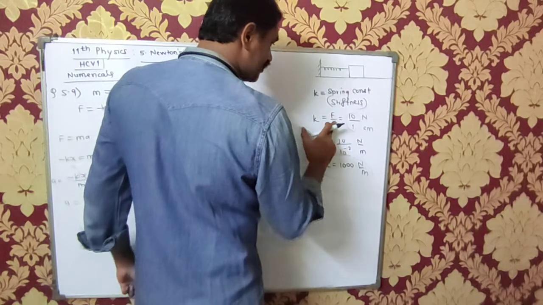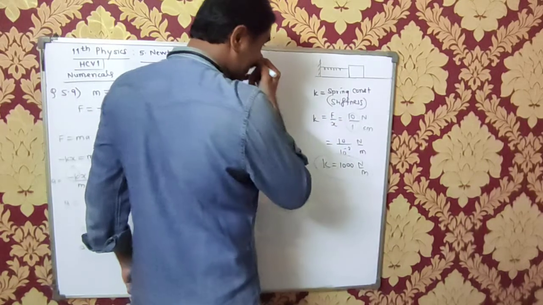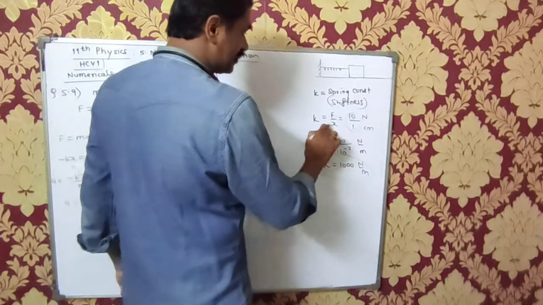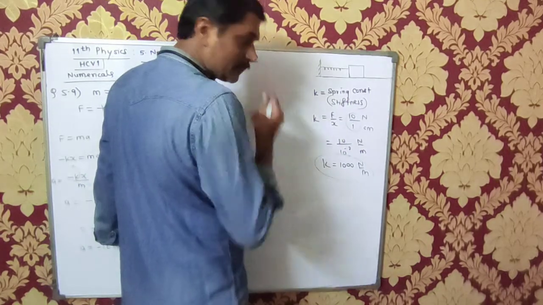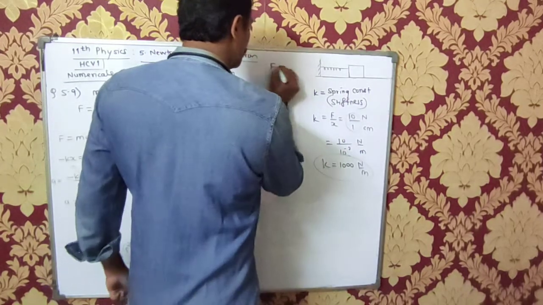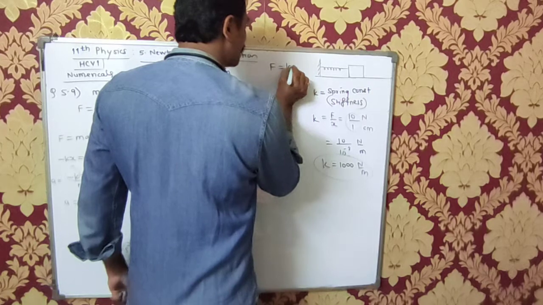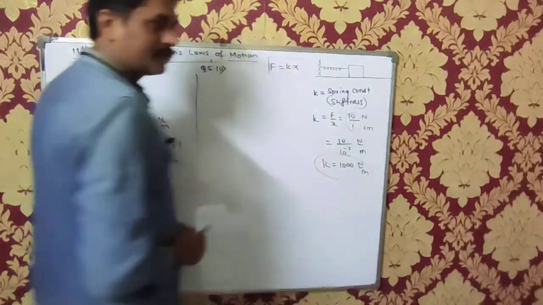Now sometimes the stiffness is denoted by k, and the deformation is denoted by x. So if I cross multiply, what equation do I get? F is equal to k into x. Did you understand this?